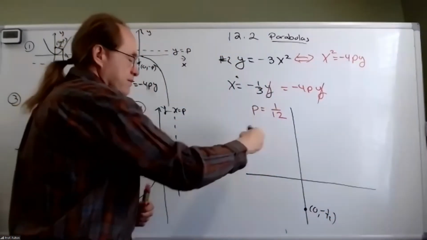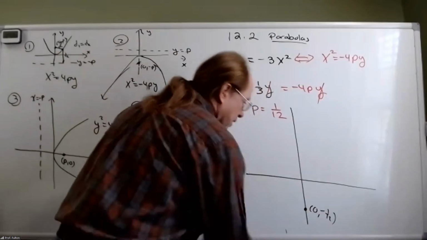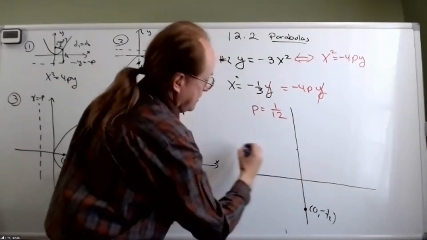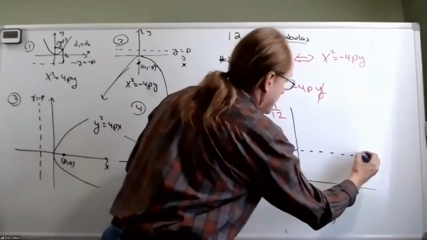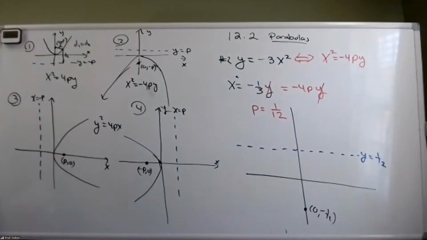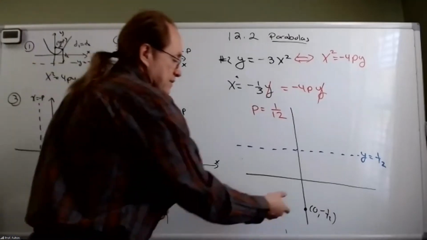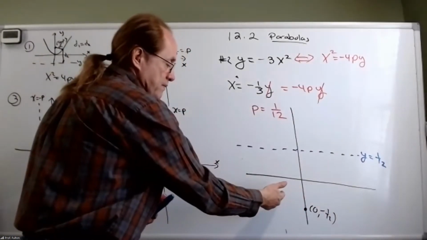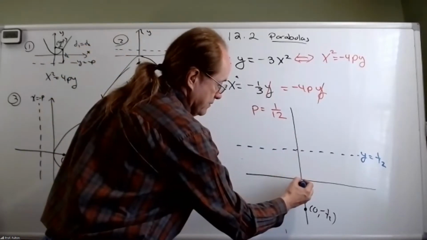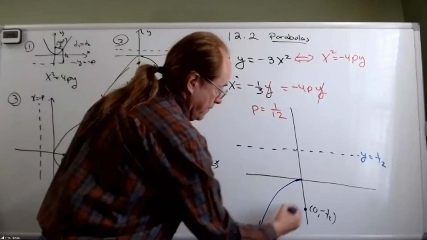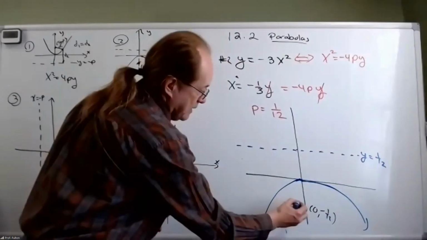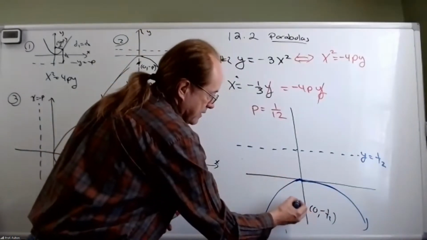And then I put my directrix over here, my line, if you will, and try to keep that the same distance there. So that's y is equal to a positive 1/12. Now I want to keep the distance from this point to my curve the same as to my line over here. So it kind of looks something like this. Very similar to the other, it just opens downward.